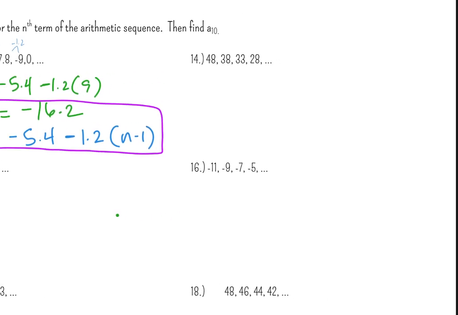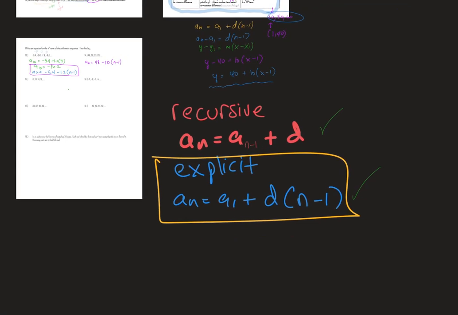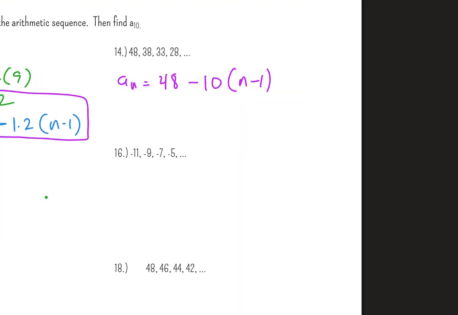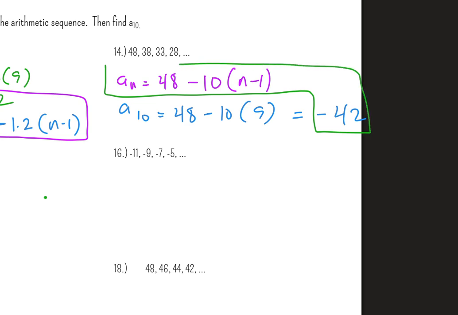There they are. Number 14, a sub n equals 48, because that's the first term, plus, actually, I'm going to do minus 10 times n minus 1. If you're wondering how I'm getting that, it's this, okay? We have our first term, our common difference, and this part doesn't really change. And now, to find the 10th term, we say a sub 10 equals 48 minus 10 times 9. We get negative 42.